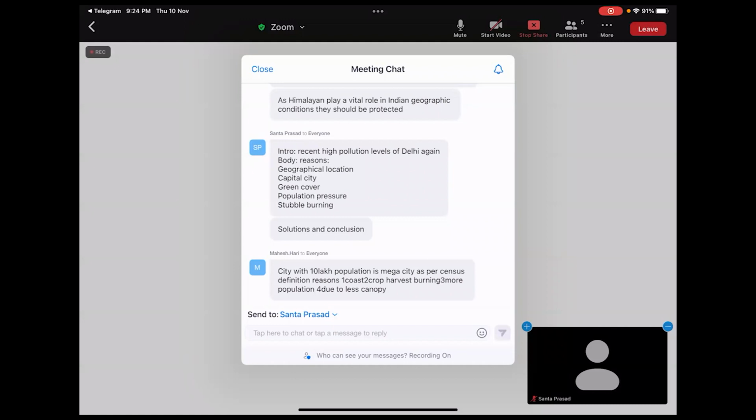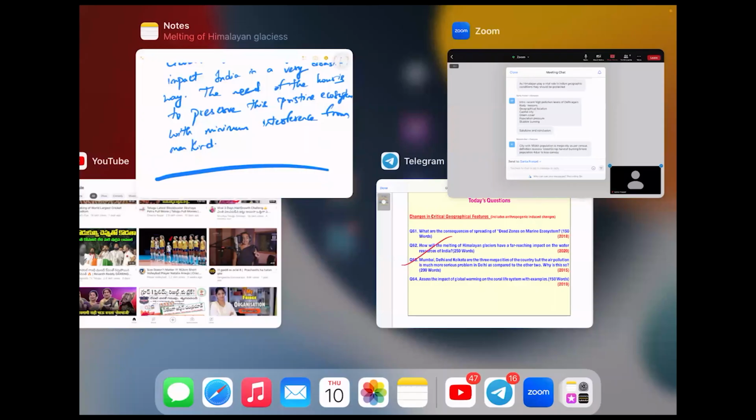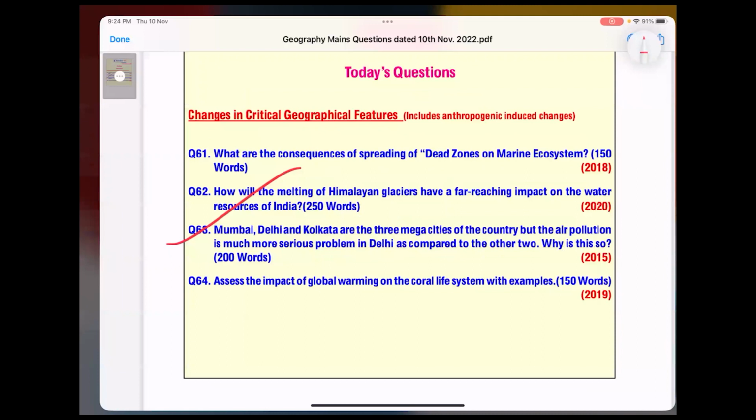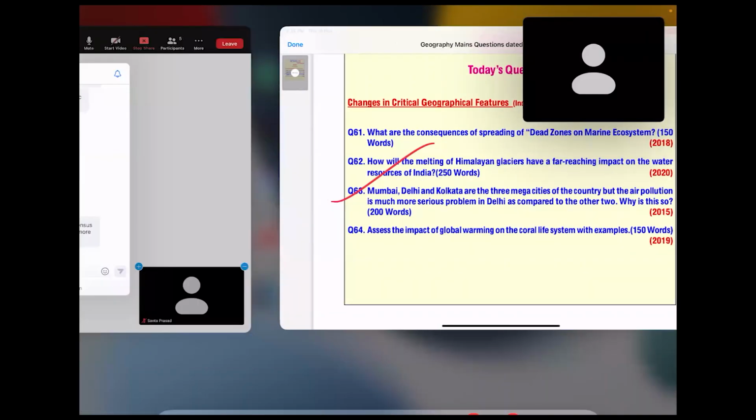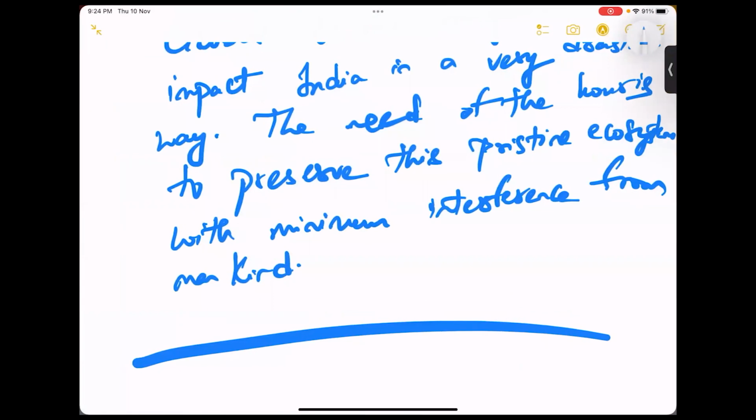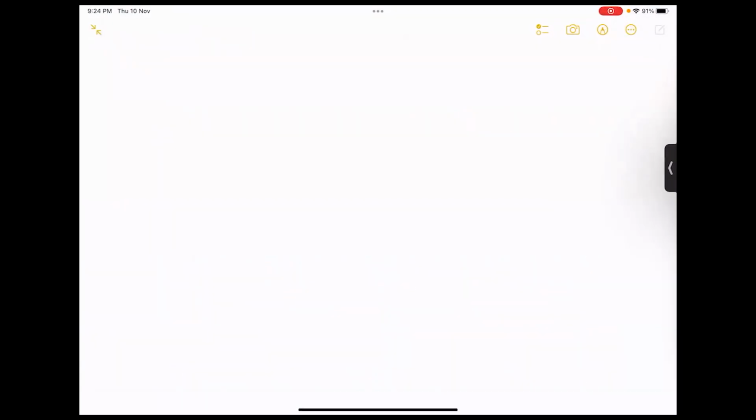Yeah, Mahesh. So basically, the logic is very simple. The pollution levels are equally high in Bombay and Kolkata also. But Delhi is more prone to other factors, and Delhi is a landlocked city. For Bombay and Kolkata, the advantage is they are bounded by huge seas. And we all know sea is the biggest absorber of carbon dioxide and other particulate matter. But in case of Delhi, Delhi doesn't enjoy that advantage. Yes or no? Yes, sir.